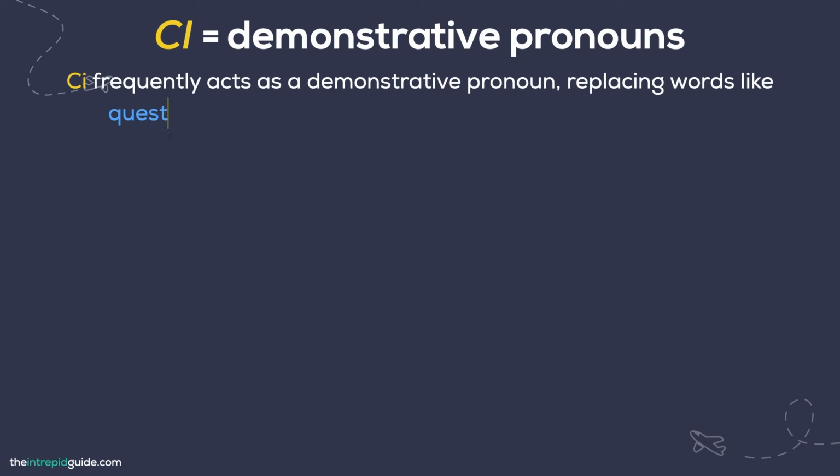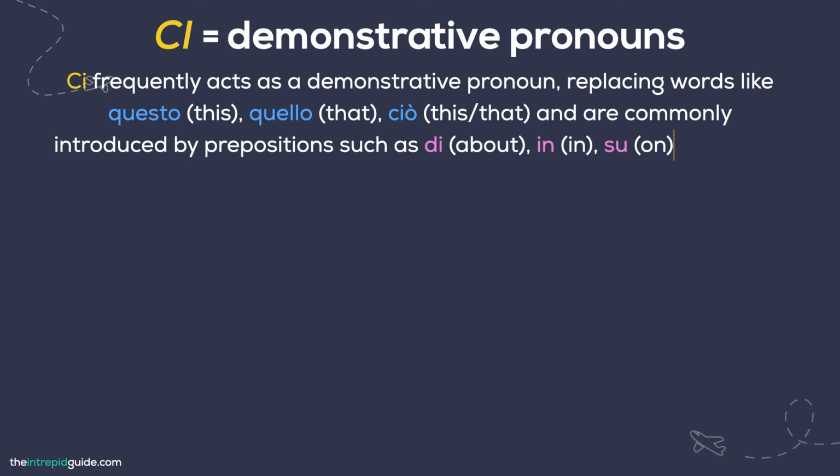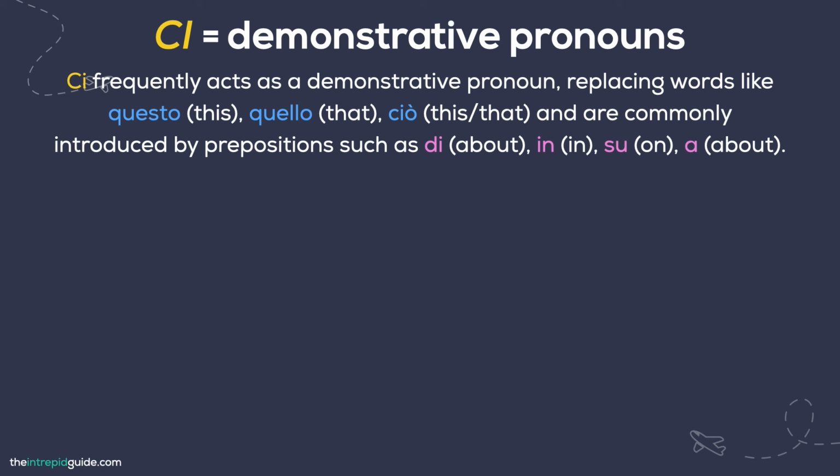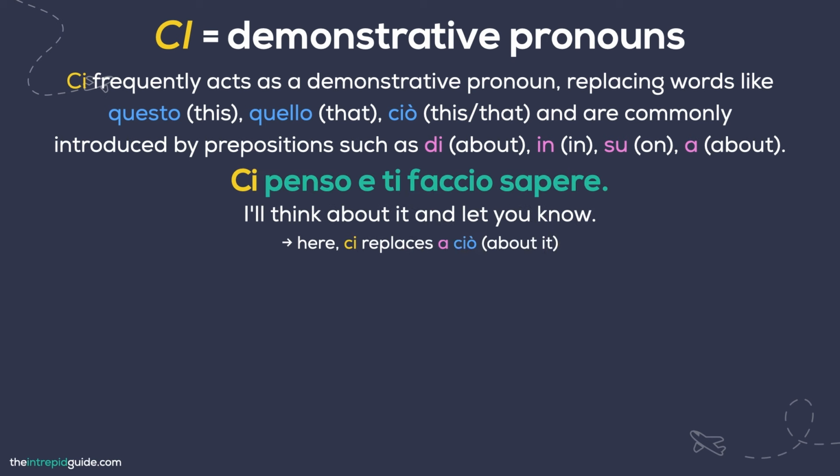Now, ci frequently acts as a demonstrative pronoun, replacing words like questo, this, quello, that, and ciò, meaning this or that, which point to specific objects or individuals and are commonly introduced by prepositions such as di, about, in, su, meaning on, and a, for about. For example, Ci penso e ti faccio sapere. I'll think about it and let you know. Ci means "a ciò", about it.